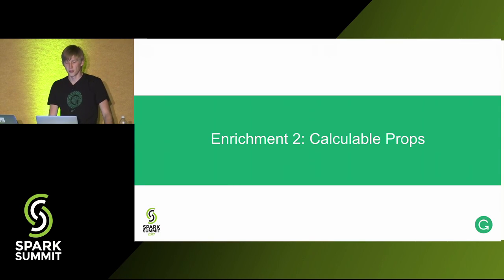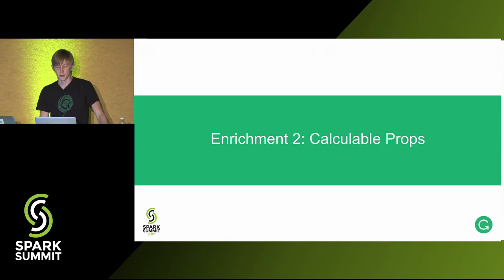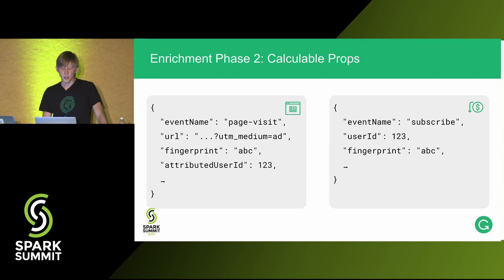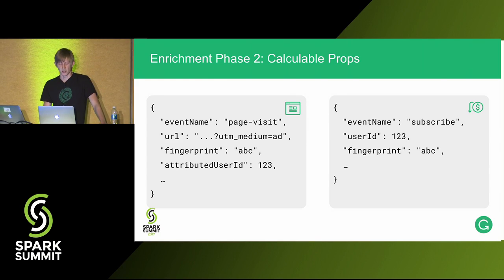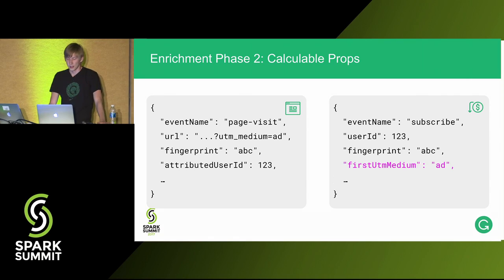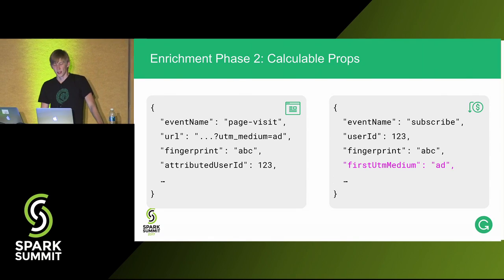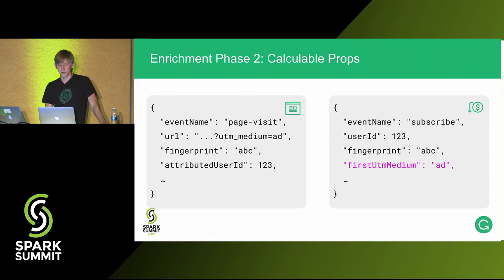The second kind of enrichment we do is so-called calculable properties, which is basically an idea that allows you to define what kind of pre-aggregation you want to do and which extra dimension, as a result of that, you want to add to each event. So in this case, we would likely want to add an extra dimension to each subscribe event that would have the information about the first UTM medium page visit that happened prior to the subscribe event.